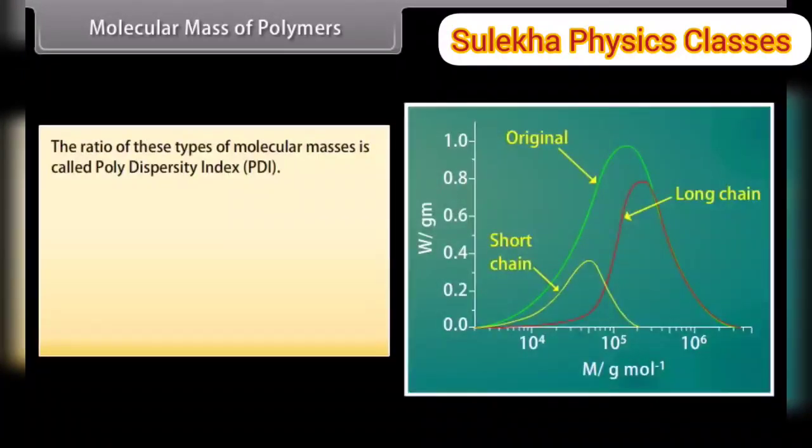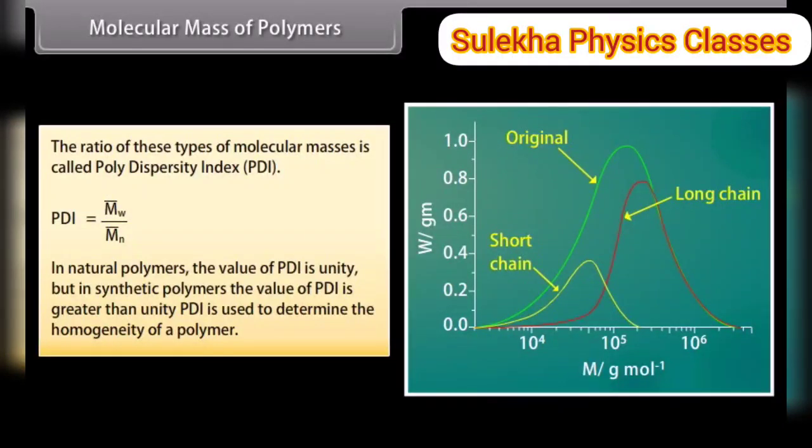The ratio of these types of molecular masses is called polydispersity index. In natural polymers, the value of PDI is unity, but in synthetic polymers, the value of PDI is greater than unity. PDI is used to determine the homogeneity of a polymer.